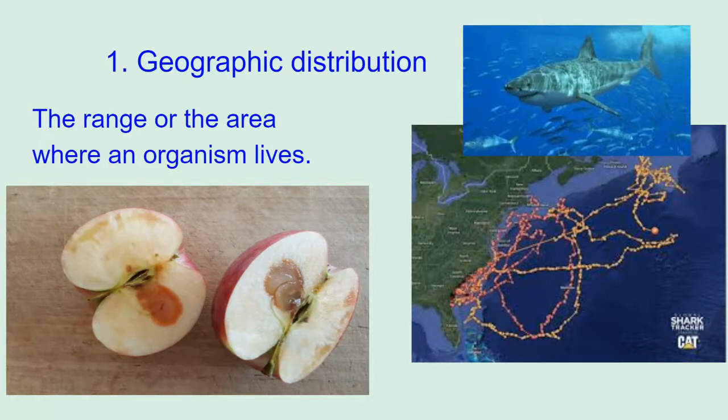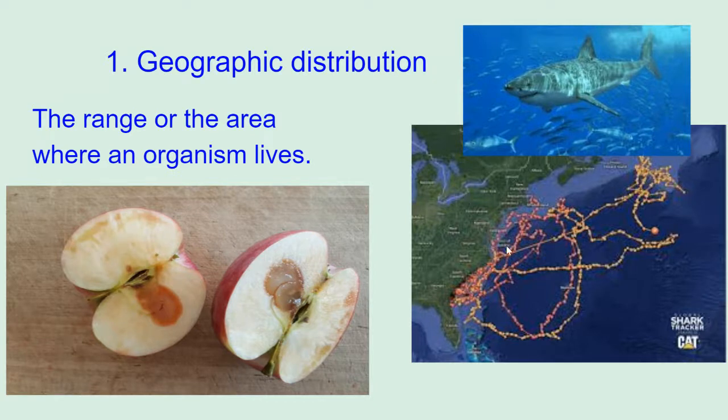If you take a look at this, you can see that geographic distribution could be very small, like in the case of this fungus on this apple. This is a relatively small geographic distribution. It's only about the size of a quarter. Versus sometimes the geographic distribution can be very, very large.